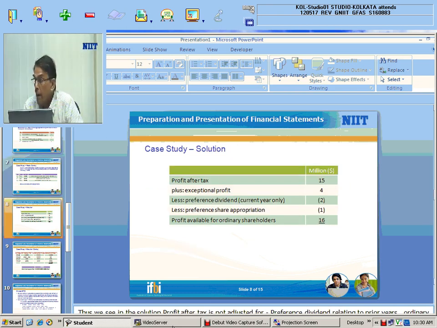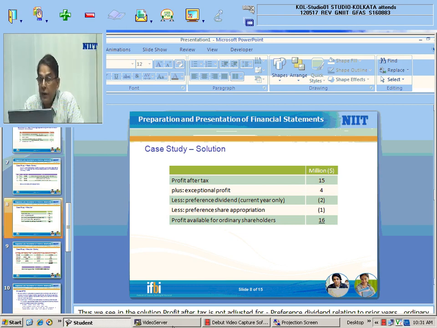Now let's look at first the earnings, how to adjust the earnings. Profit after tax is 15 million plus exceptional profit is 4 million. The total profit is 19 million. Less preference dividends, only current year. For cumulative preference dividends, only the current year's dividend, whether declared or not, should be subtracted.